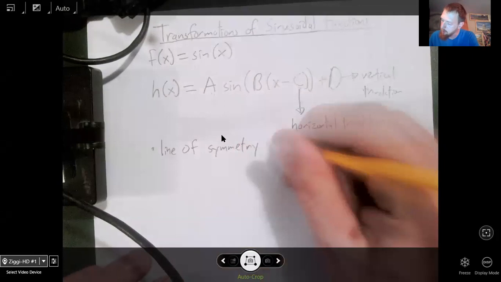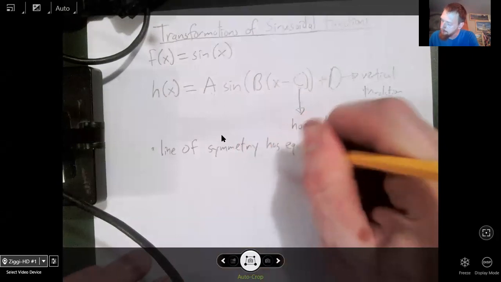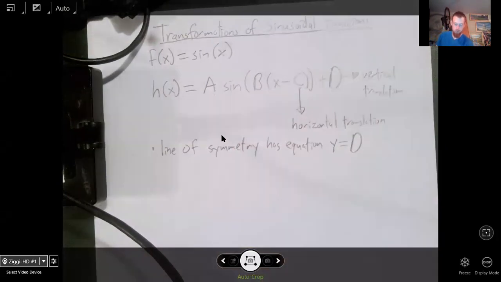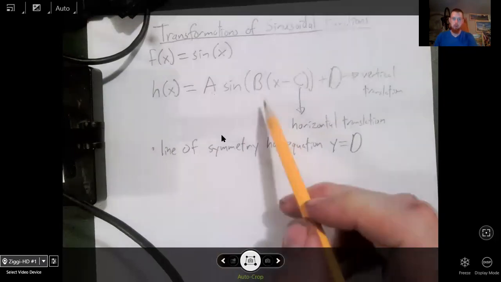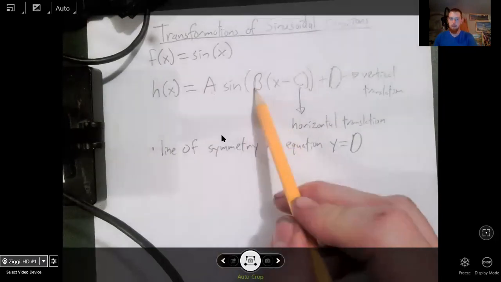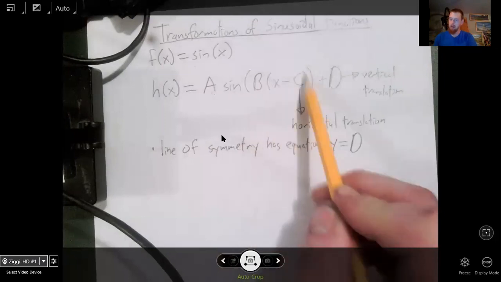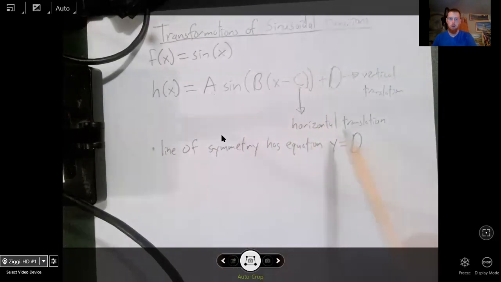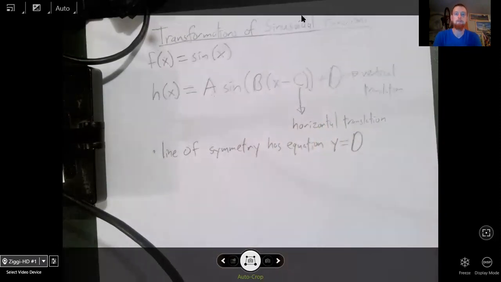The line of symmetry has the equation, because it's always going to be a horizontal line, y equals d. All right, so we've got 2 more to knock out. That would be thinking about b, this number inside the argument, but outside the parentheses, that tells you what kind of horizontal translation you're doing. So we're going to think about that next.